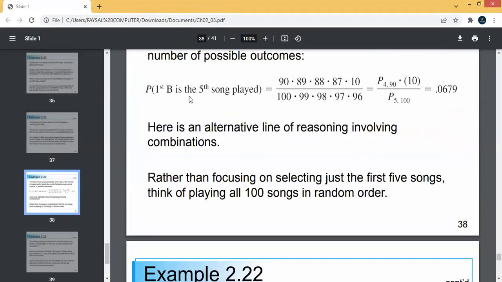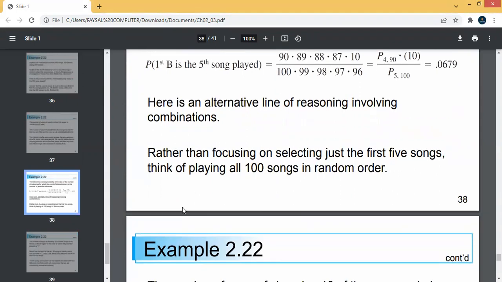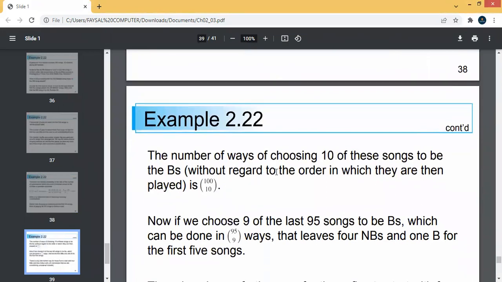Rather than focusing on selecting just the first five songs, think of playing all 100 songs in a random order. So the number of ways of choosing 10 of these songs to be the Beatles songs, without regard to the order, will be 100 choose 10. 100 are the total, and you are choosing 10. In case there were 20 instead of 10, it would be 100 choose 20.